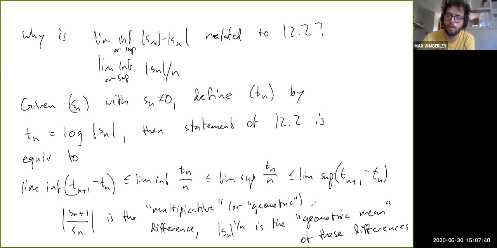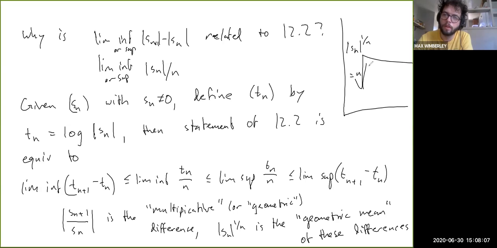The geometric mean is a concept that is talked about in math. It has a formal definition: the geometric mean of a collection of numbers is the nth root of the product of all of those numbers. In this case, Sn to the 1 over n is the nth root of S2 over S1, S3 over S2, and so on, at least if you ignore that there's also an S1 in here.